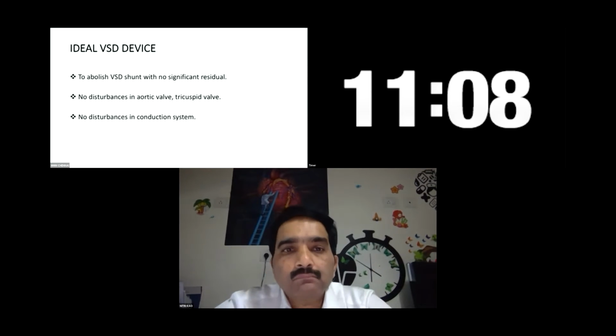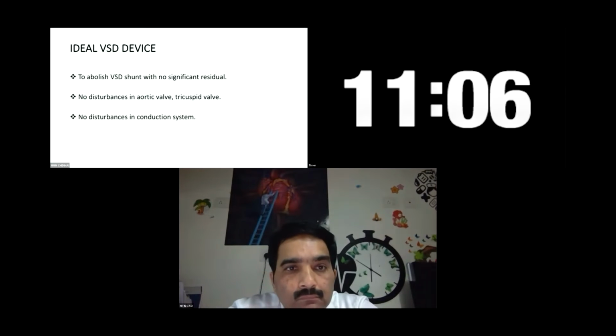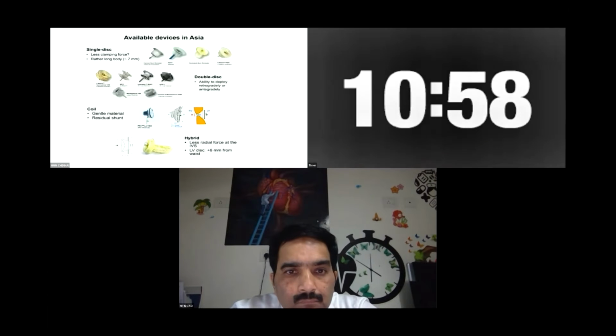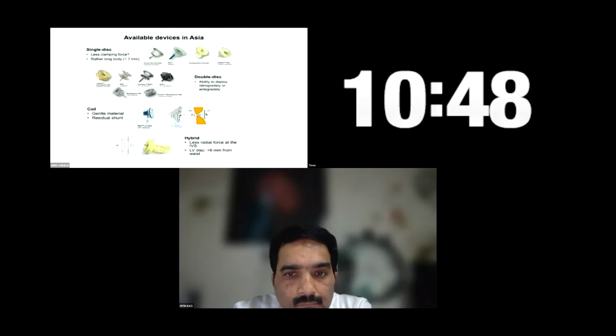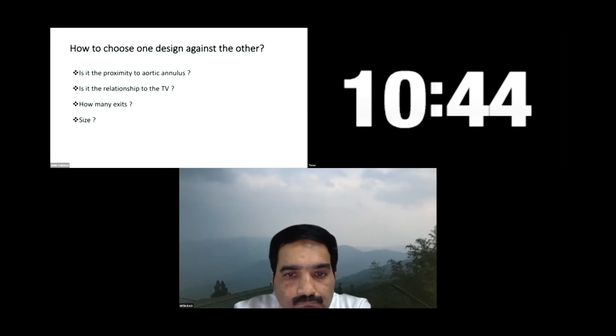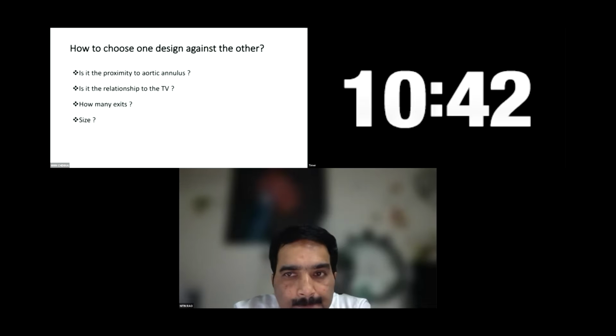Recently, we heard the talk of Bharat Dalvi sir, about a patient post-VSD device who came with left bundle branch block. So this is the one area we have to address when we are closing perimembranous or any other type of VSDs. A wide range of devices is available, especially in Asia, including a single disc device which has less clamping force, or coils. Unfortunately, coils are not available in India, and there are a lot of double disc devices available. So how to choose one device from another?